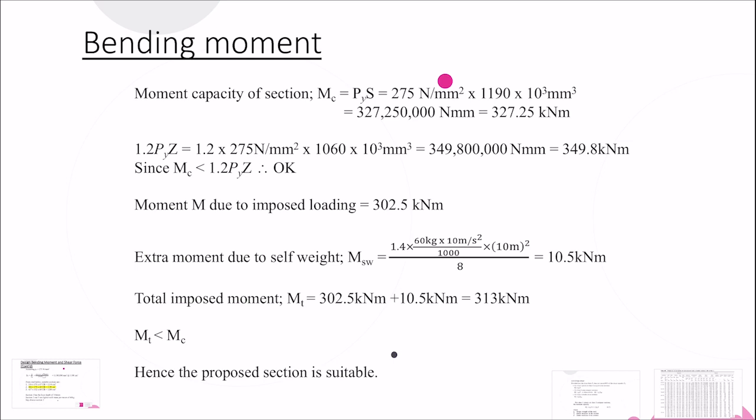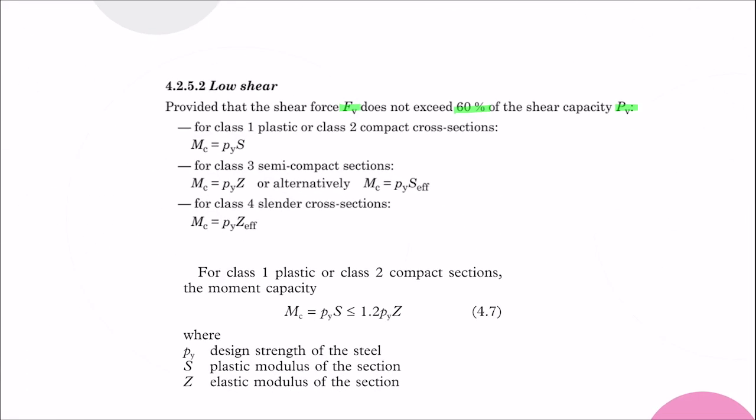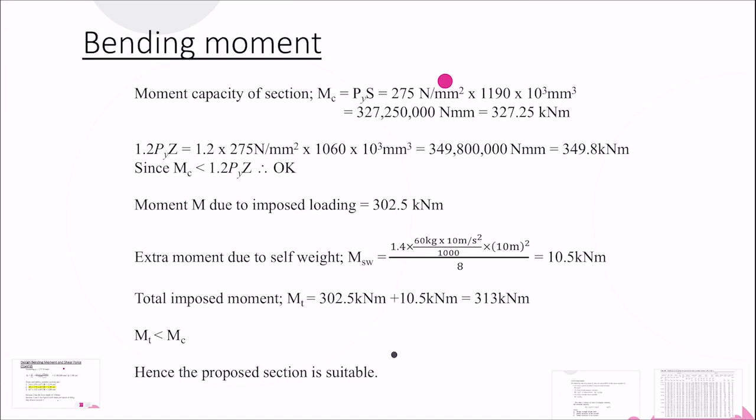Bending moment we also need to check. Right. We're going to use this formula, moment capacity of section. Okay. Because of our section here, we already checked the section classification earlier, it is plastic. So when it's plastic, we're going to use MC equal to PY S. S here referring to the plastic modulus of section. MC is moment capacity. Moment capacity equal to PY S. Equal to the steel strength multiplied by the plastic modulus of the section. PY is 275, we know.